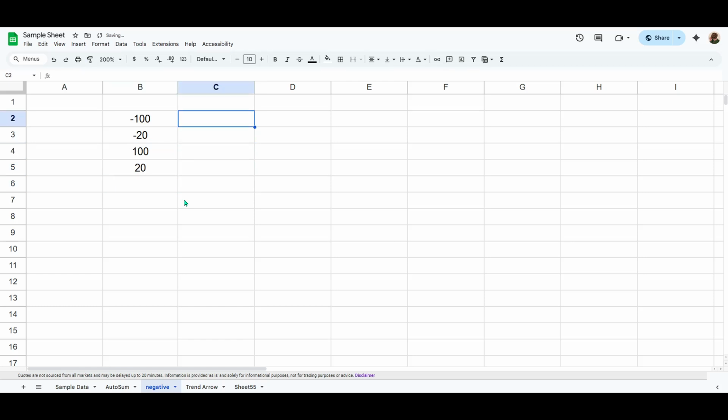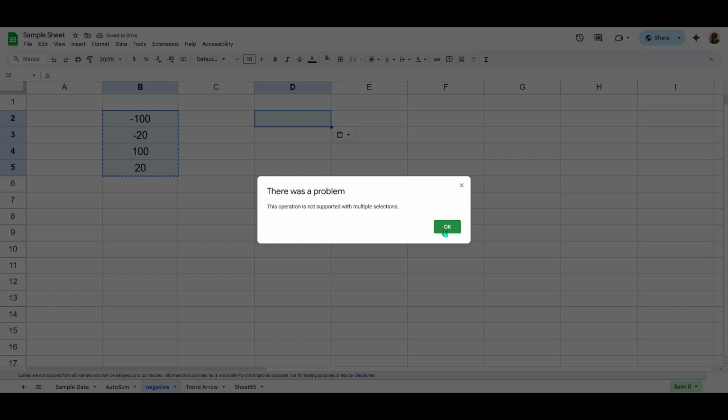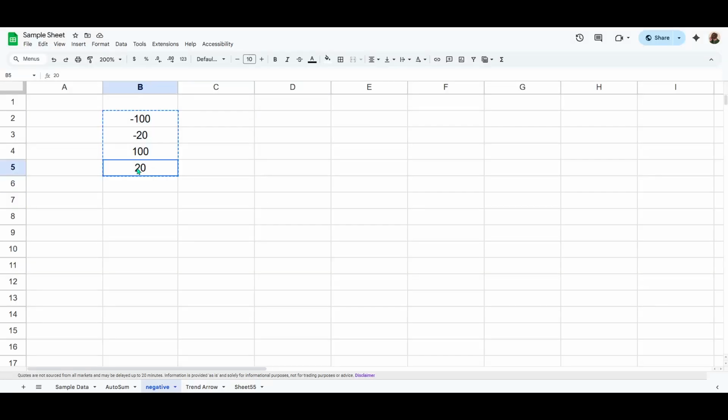Let's dive straight into it with the first method, the multiplication method. Imagine you have a negative number in one of your cells. In the cell right next to it, here's what you want to do. Start by typing the equals sign, which signals to Google Sheets that you're about to enter a formula. Next, click the cell with the negative number. Let's say it's B2. You should see "B2" appear.